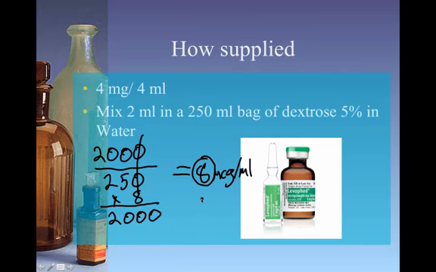So that all works out to where if we mix 2,000 micrograms or 2 milligrams into a 250 ml bag, we're going to get a concentration strength of 8 mics per mil. That is also in the formulary of how to actually mix Levophed in the drug protocol.